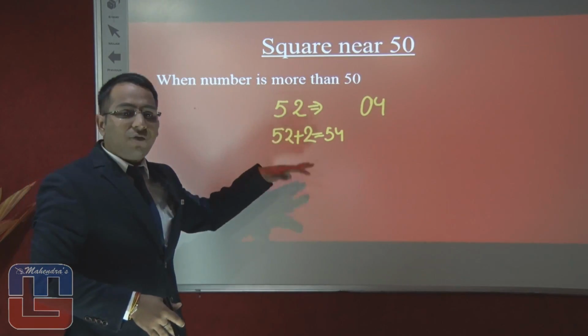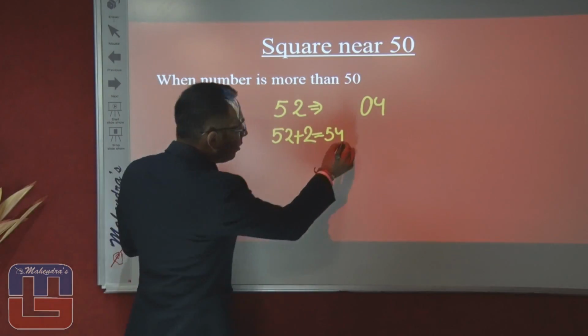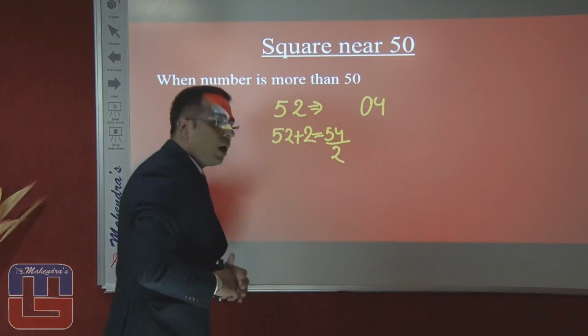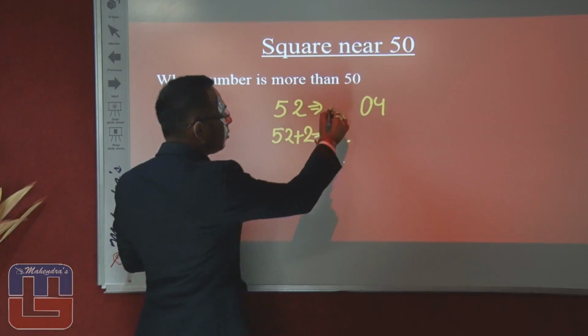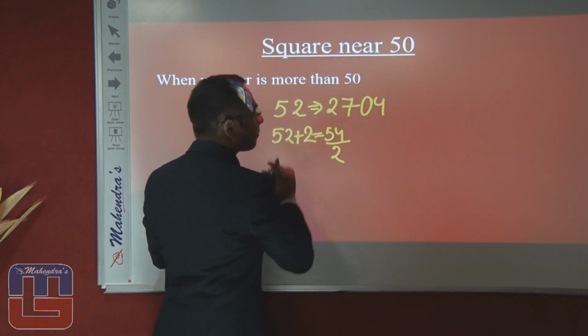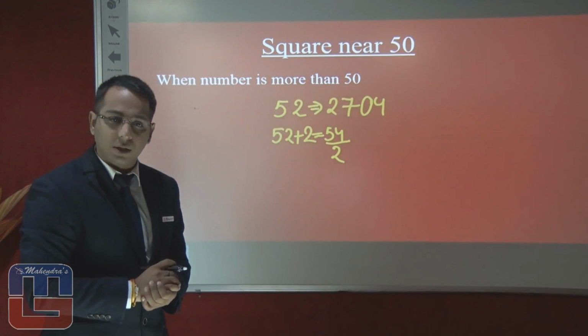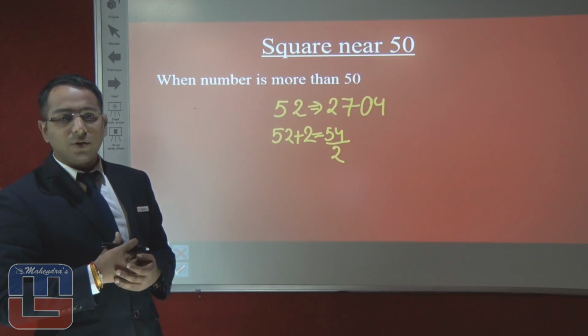Now it is half of the 100. So what we will do? We will half the number. Half of 54 is 27. So we get 2704.